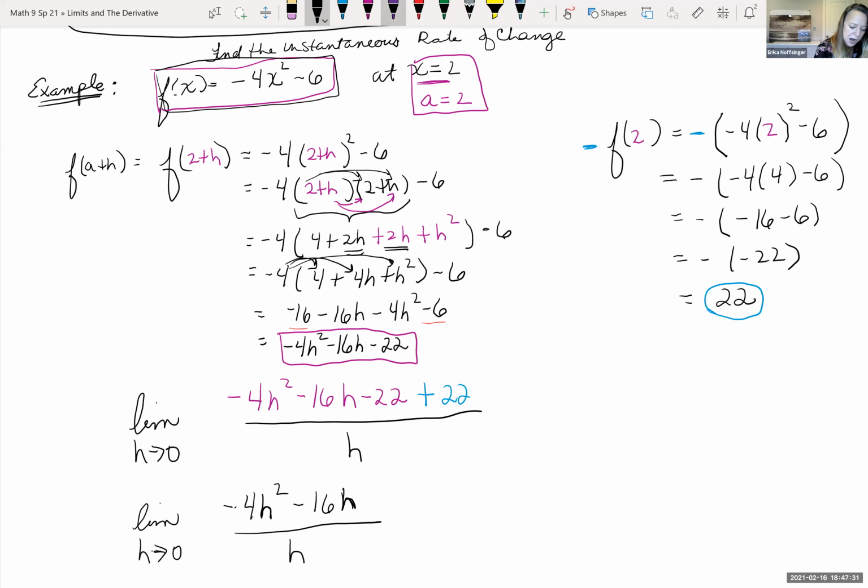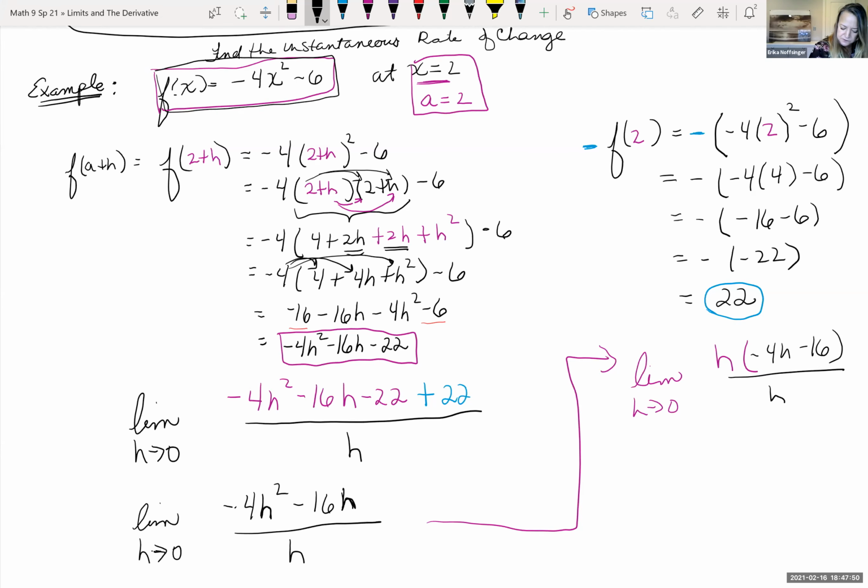So let's factor out an h. The limit as h goes to 0. If we factor out an h, you're left with negative 4h minus 16 all over h. And notice those h's cancel in the numerator and denominator. So really we have the limit as h goes to 0 of our numerator, what's left, which is negative 4h minus 16.